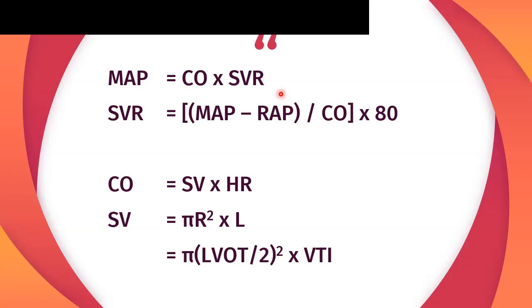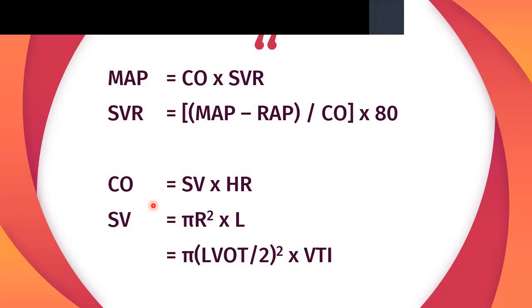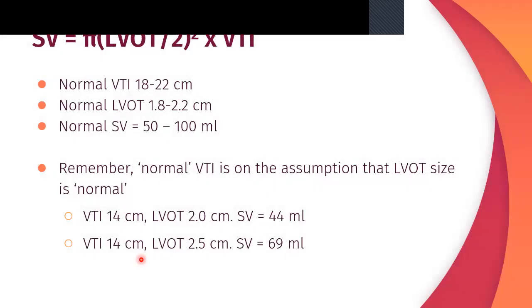Now, calculating your SVR is another important thing to do, but we leave it for another day, or for the echo course. But if you find it low, then maybe you should put a vasopressor in. It would be more beneficial for the patient. Now, a cardiac output is stroke volume times heart rate. A stroke volume is LVOT divided by 2 to get your radius, and then square that times pi and times your VTI, right? A couple of things that we need to take note of.